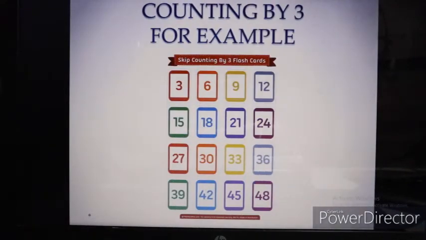Now counting by 3s. The example shows how to count forward by 3s. Add 3 to get the next number. When skip counting by 3s, do not count the in-between numbers.